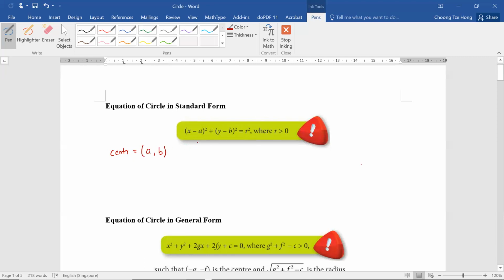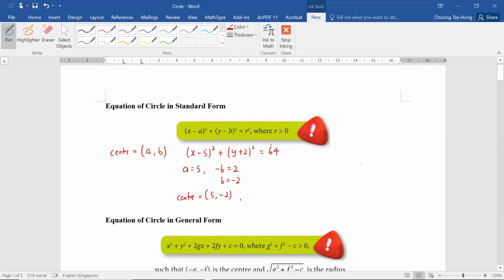All right. So for example, let's say we have this particular question: x minus 5 squared plus y plus 2 squared equals 64. So by comparison, you can see that a is equal to 5. Over here, you can see that minus b is equal to plus 2, so b will be equal to negative 2. So in other words, the center of the circle will be (5, -2).